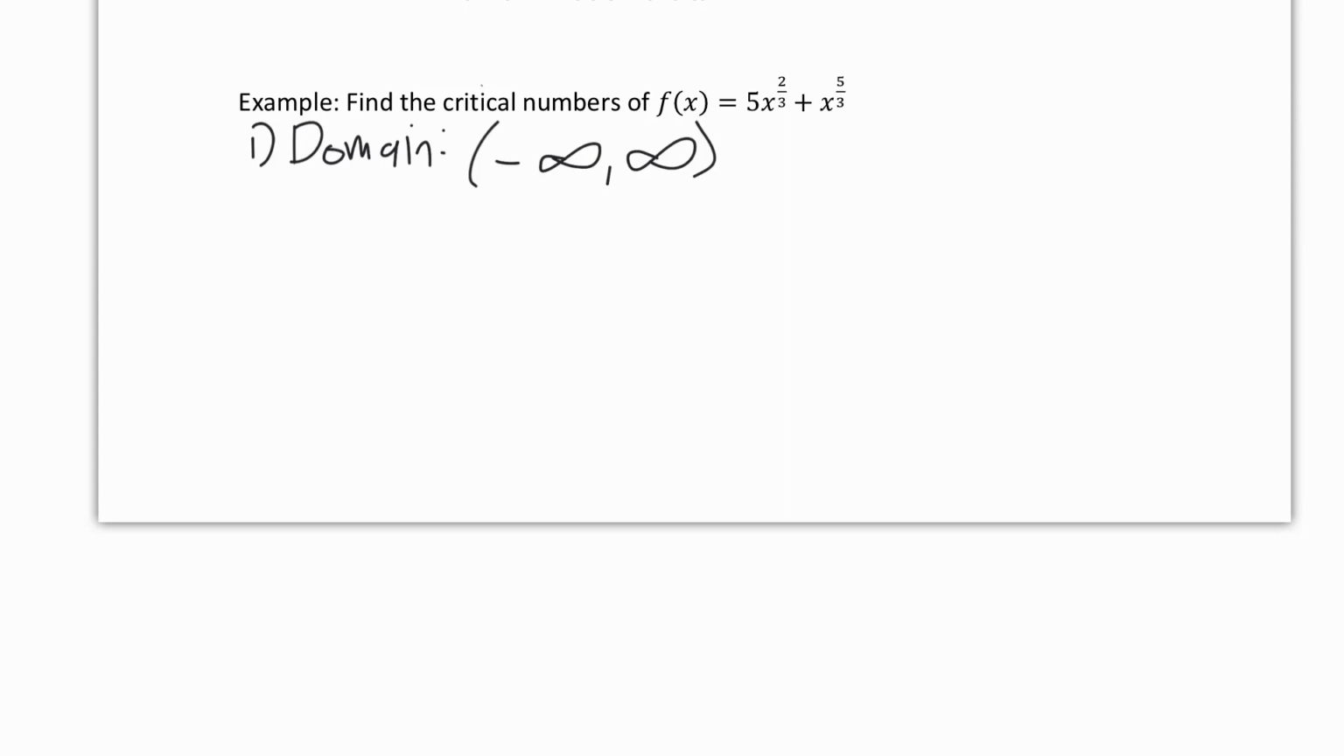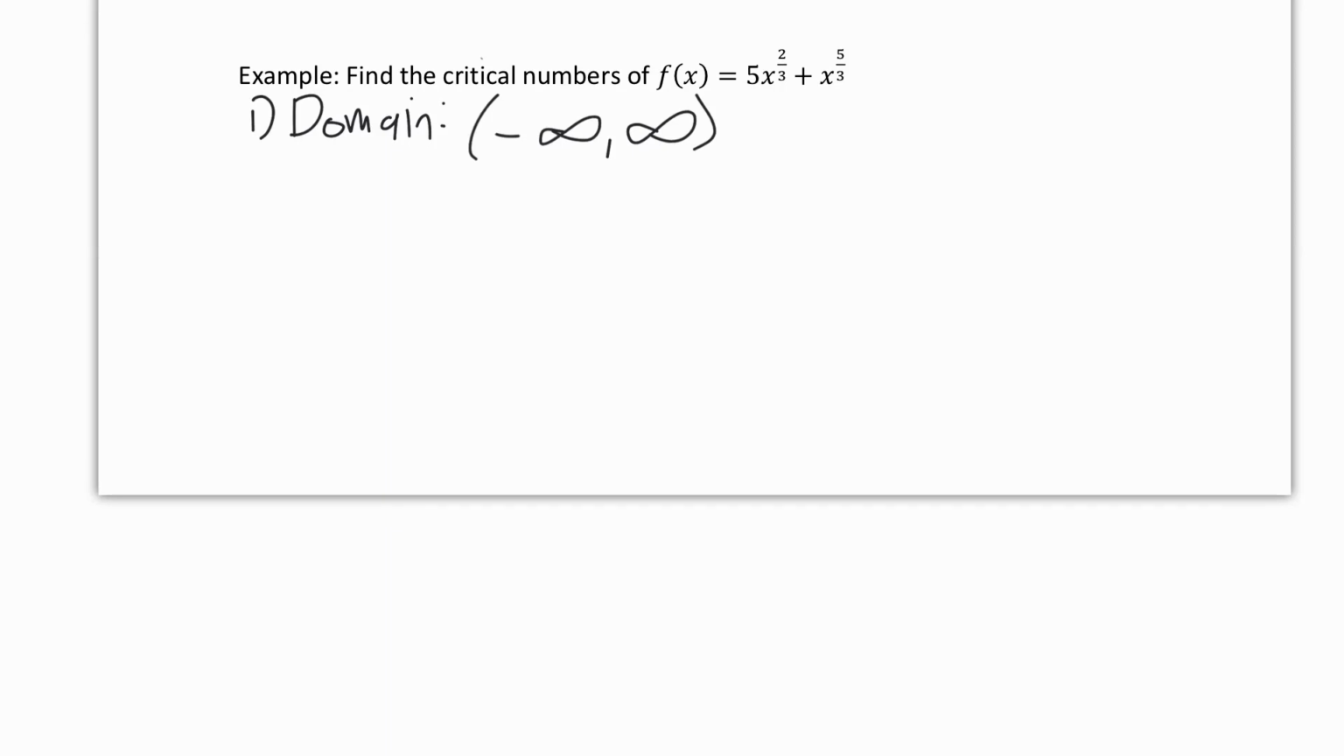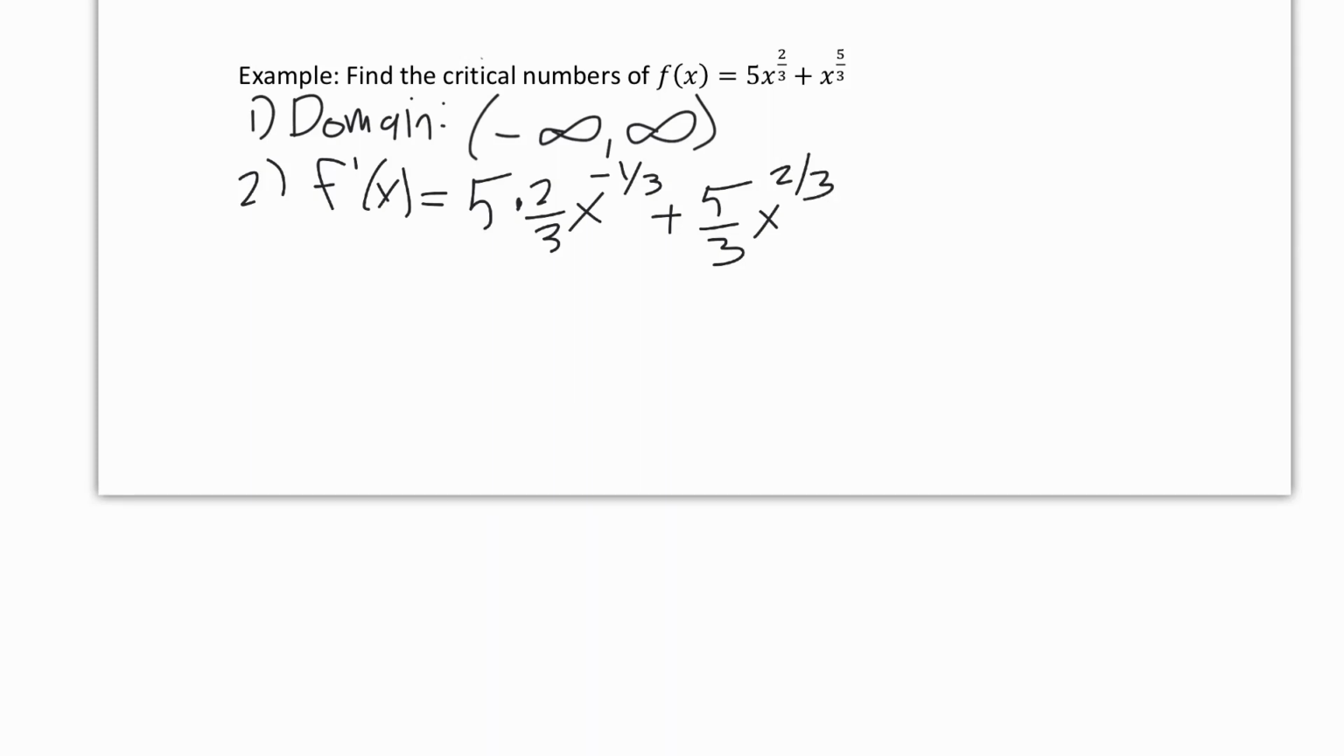Now let's try to find that derivative. This is going to be a little bit more challenging. So we're going to use the power rule at first. So f prime x will be equal to 5, we bring down the 2/3, x to the, well, this will be -1/3, plus 5 over 3 x to the 2 over 3.